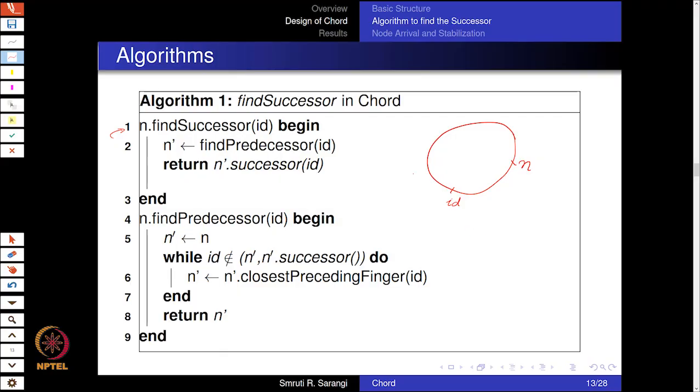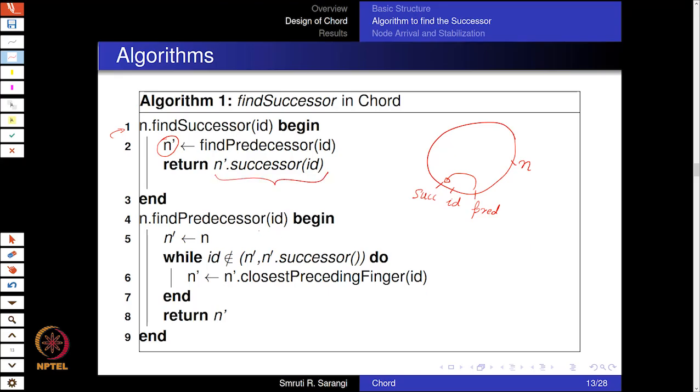It turns out that to find the successor, it is actually easier to find the predecessor. Since every node has a pointer to its successor, we arrive at the predecessor first and then from there we arrive at the successor. And this node will also be the successor of ID. So this is exactly what we do. We initialize node n', which is the predecessor of ID. From n', we find the successor of n', which is what we need to return.